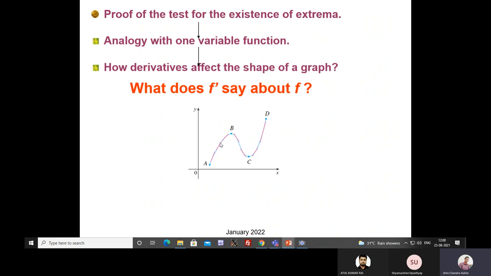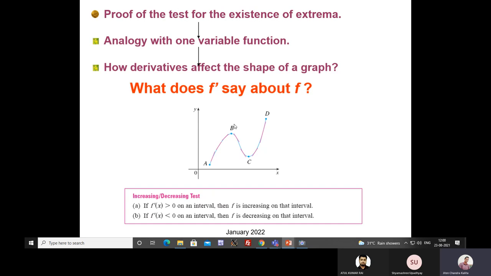Slope of the tangent at those points, isn't it? So what is this? This is simple. You know that if f prime x is strictly greater than zero in an interval, then the function is increasing in that interval, and if it's strictly less than zero on an interval, then f is decreasing on that interval. Okay.